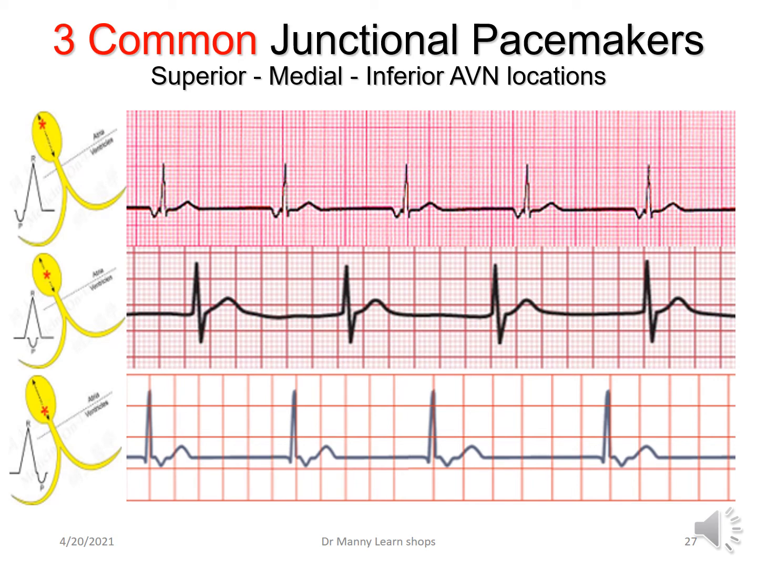Have a look at this there. You've got the top one is superior location. Then you've got the middle one, which is medial location. Then you've got the bottom one, which is inferior location. In the superior, you've got a negative P wave in front of the QRS complex. In the medial, you've got no P wave because it's hidden in the QRS complex. In the inferior, it follows the QRS complex. There's no association.